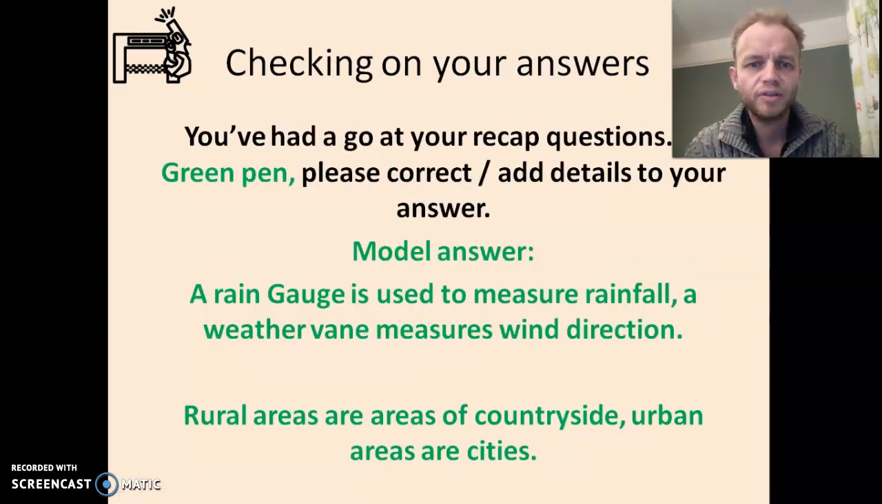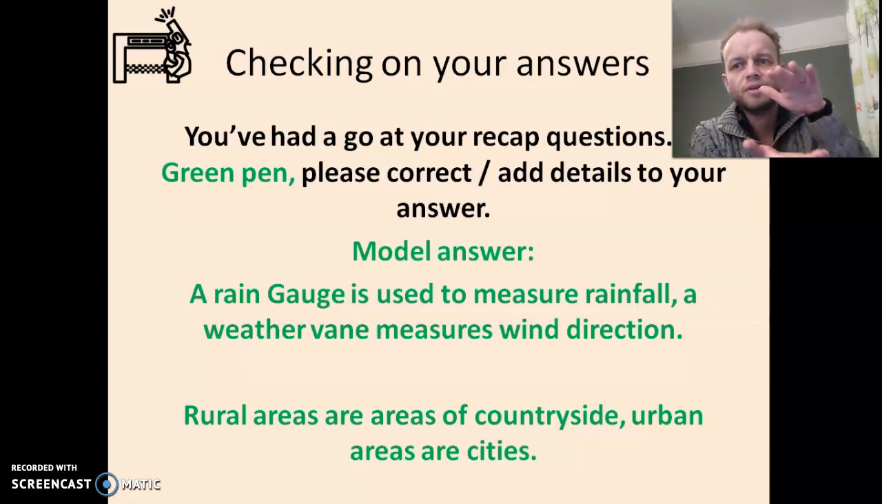Okay, well done. So you should have done your answers. 2 examples of things we can use to measure the weather. A rain gauge is used to measure the rainfall, and a weather vane measures the wind direction. So it changes directions depending on where the weather comes from. The rain gauge just gathers how much rainfall there is so that we can measure the amount of rain.